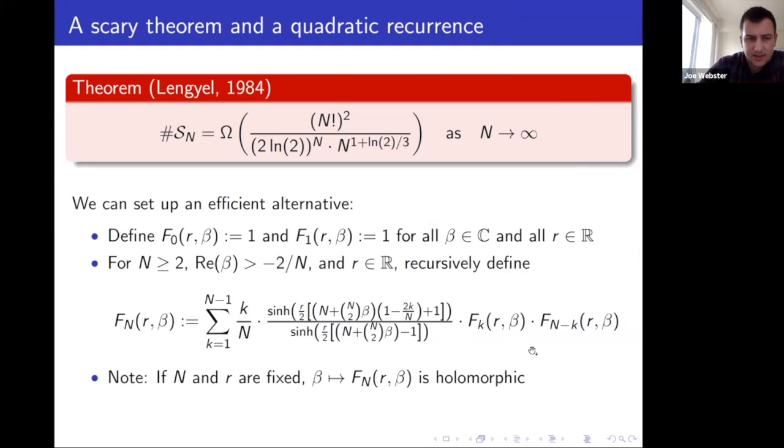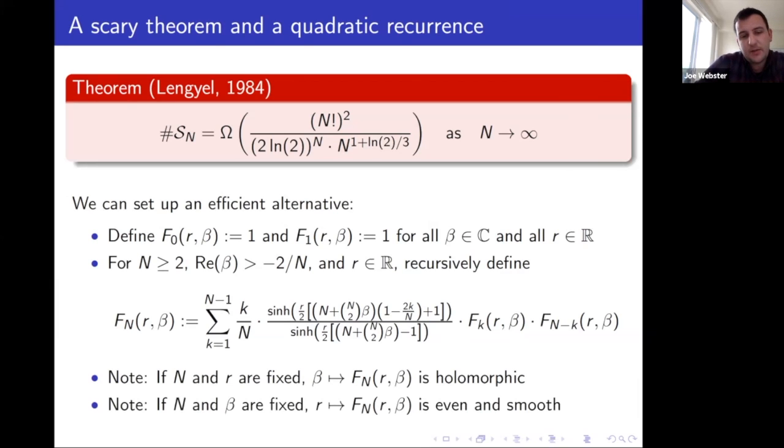And two really nice things to note. One of them is that if n and r are fixed, then fn is holomorphic in beta. On the other hand, if n and beta are fixed, then fn is even and smooth. So that's a nice property as well that will make another appearance in a moment. So we've got these auxiliary functions.